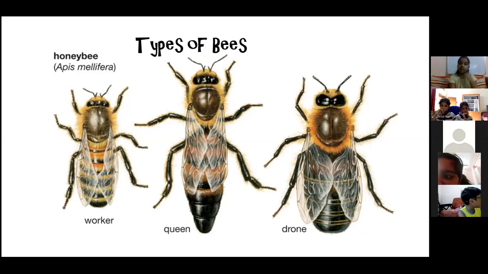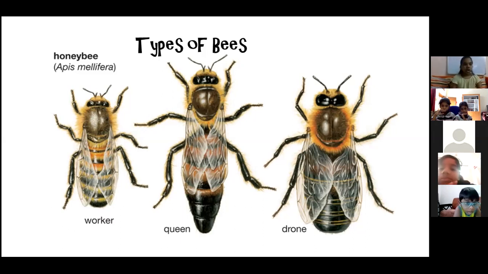So then royal jelly is formed by glands in the heads of young worker bees and is fed to the larva that is in the royal cell, causing it to become a queen. So worker bees make up most of the hive. A worker bee will perform 6 tasks throughout its life, not all bees do those.